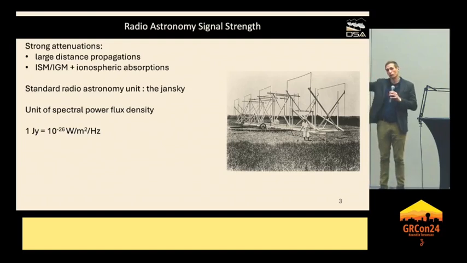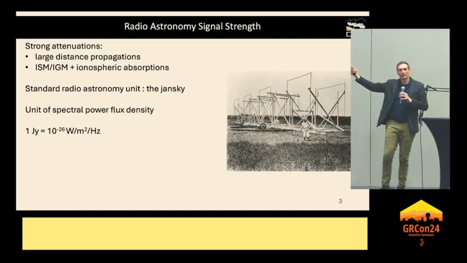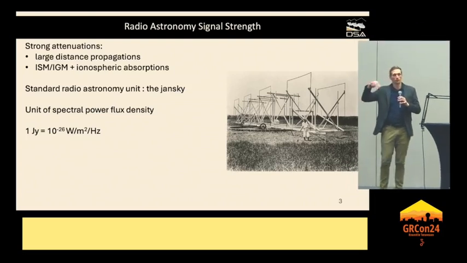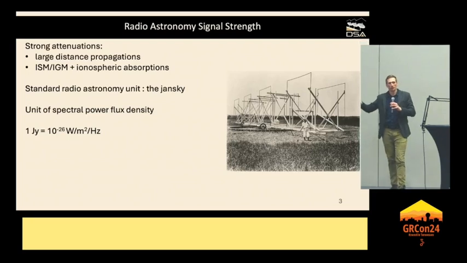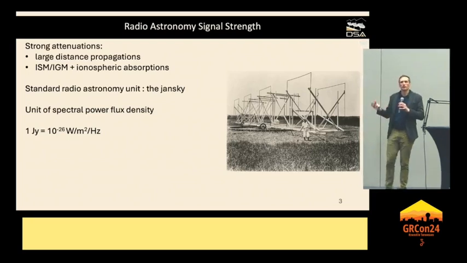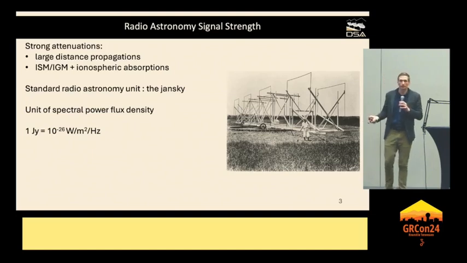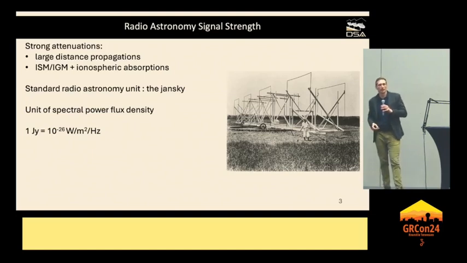Well, those emitters, if you will, they are really far away from us. So we get a lot of attenuation of those signals through large distance propagation, but also because the universe is not completely empty. It has lots of interstellar medium, intergalactic medium, even between galaxies. And even our own ionosphere has a tendency to absorb and filter out some signals.